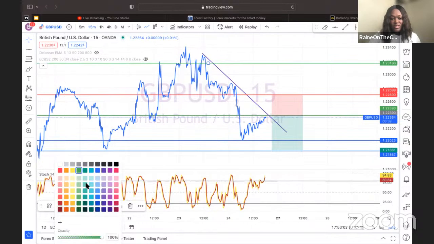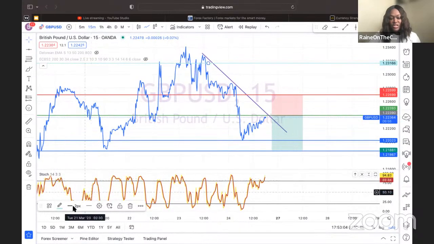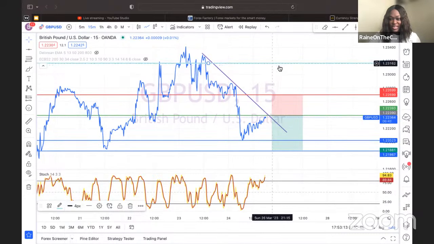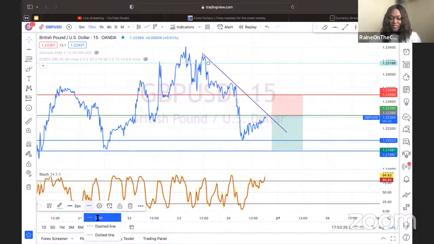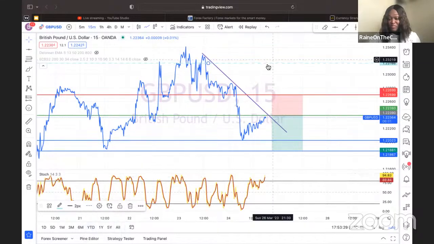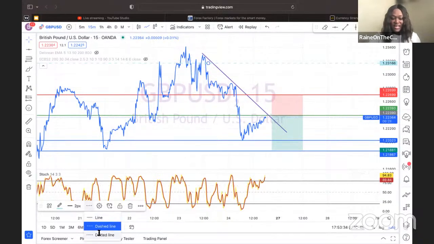Green. So yeah, I can change the color. I can change the thickness. I have it on 2px, it can be 4. You see it gets really thick the higher the number is, but I normally have it on 2. It could be a dash. Some people may want a dash or a dotted line, but I have it as a solid line.